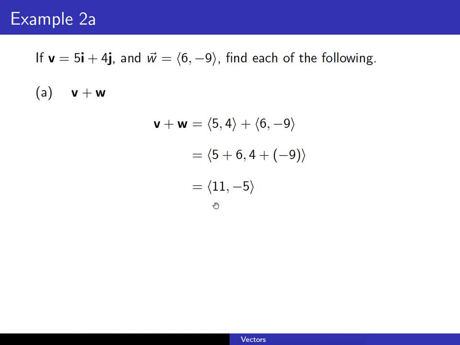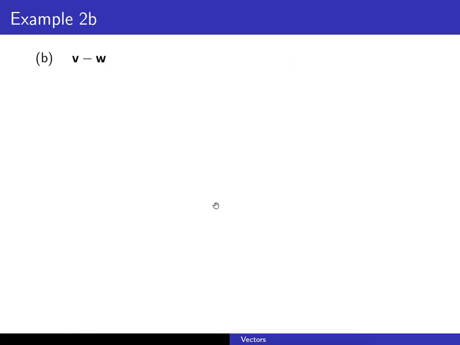as our answer. For vector v minus vector w, we have 5, 4 minus 6, negative 9. So this time we're going to have to remember to distribute this negative to both the 6 and the negative 9. So for our horizontal component, we're going to have 5 minus 6. And for our vertical component, we're going to have 4 minus a negative 9. So just make sure you distribute the negative to both terms. So 5 minus 6 is negative 1. 4 minus a negative 9 becomes 4 plus 9, or 13.